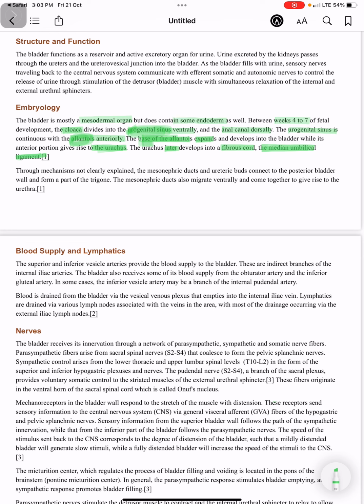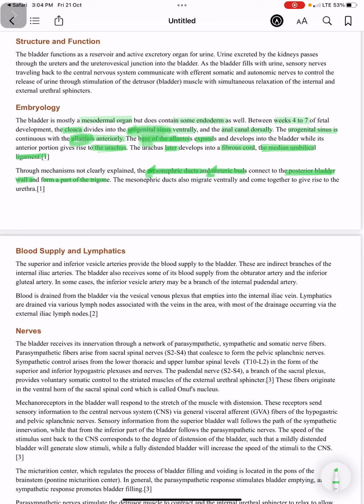Through mechanisms not clearly explained, the mesonephric ducts and ureteric buds connect to the posterior bladder wall and form a part of the trigone. Mesonephric ducts and ureteric buds connect to the posterior wall and form a part of the trigone.